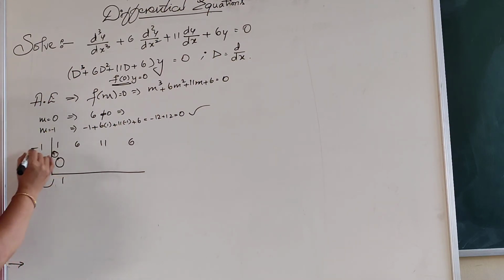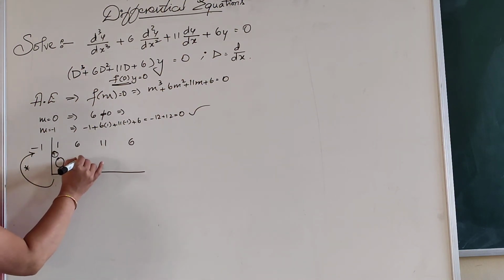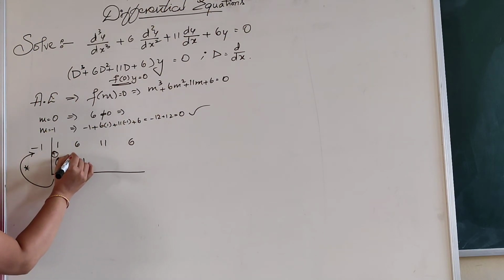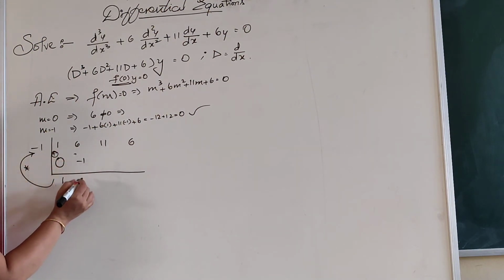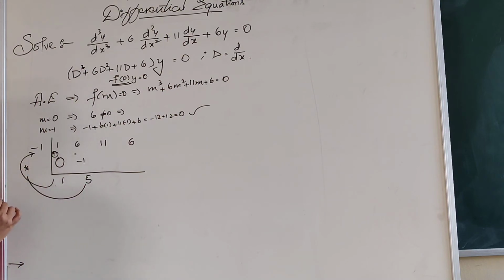Multiply, and this is how the cycle goes. Anyway, 1 is multiplied by minus 1, and we get minus 1. Again add here. So what do you get? 6 plus minus 1 is 5. Again multiply. So what happens?